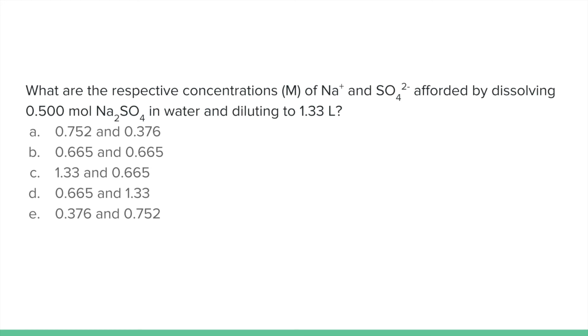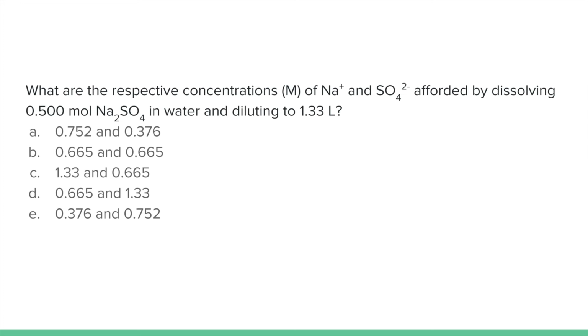This example problem asks, what are the respective concentrations of sodium and sulfate ions afforded by dissolving 0.5 moles of sodium sulfate in water and diluting to 1.33 liters? You may look at this problem on the AP test and think, oh my god, how the heck do I do this without using a calculator? Look at the answer choices. These are unreasonable numbers, and I can't solve for every possible outcome.